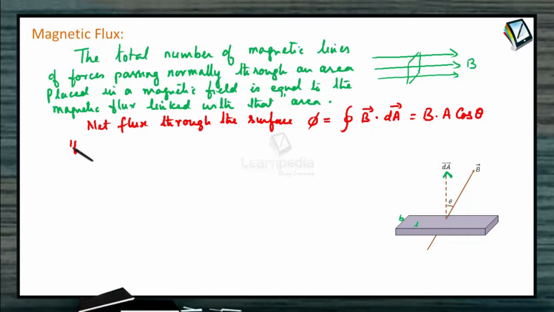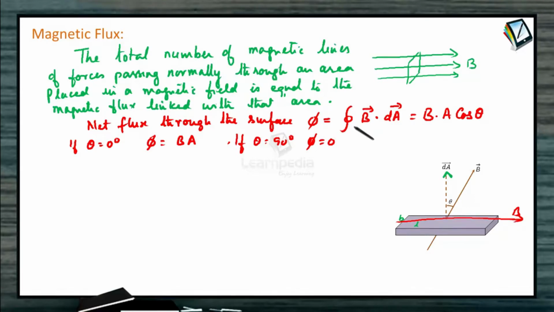Remember, if theta is equal to 0 degree, then the flux will be B into A cos 0. Cos 0 is 1. That means the magnetic field is normal to the area, then the flux is maximum. And if theta is equal to 90 degrees, that means the magnetic field is in this direction, whereas the area vector in this direction. Then in that condition, the flux phi will be equal to 0.